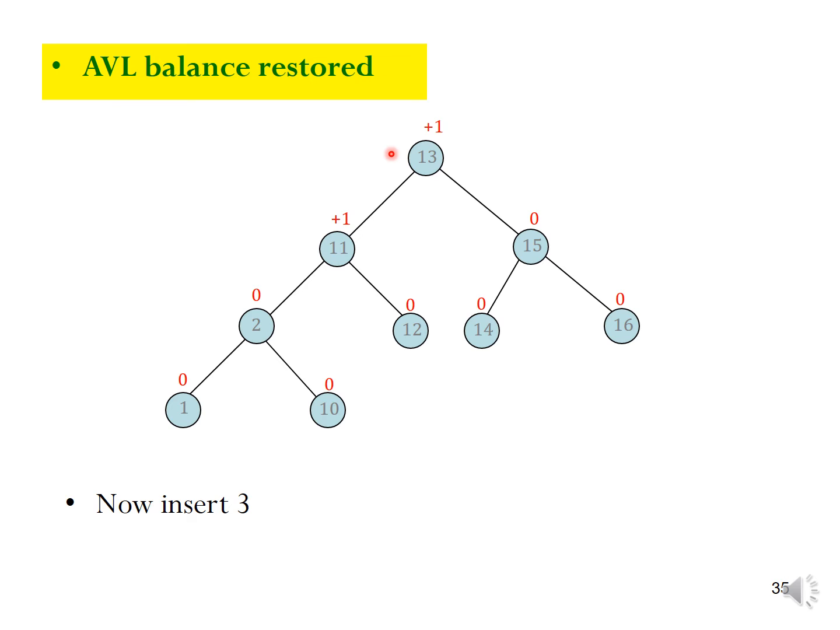So we can see all the nodes with the balance factors less than or equal to 1. So this is an AVL tree. Now we will insert the next value in this AVL tree. We will insert 3. Because 3 is greater than 2 but less than 10, it will come here, and after inserting here we will again calculate the balance factor of all the nodes.